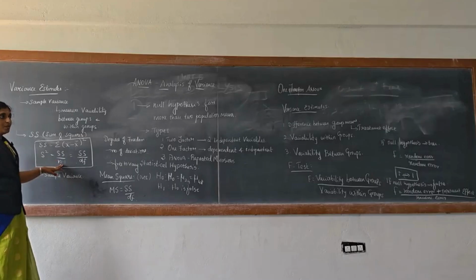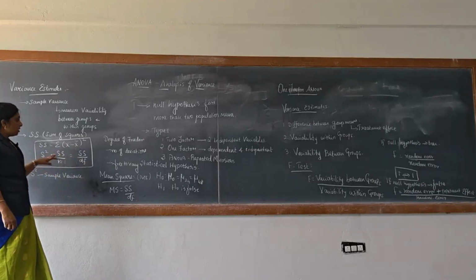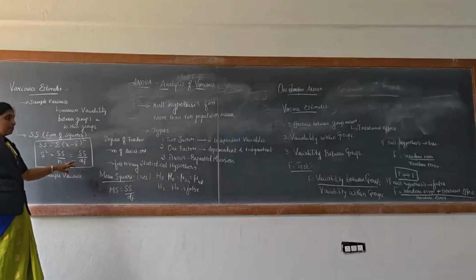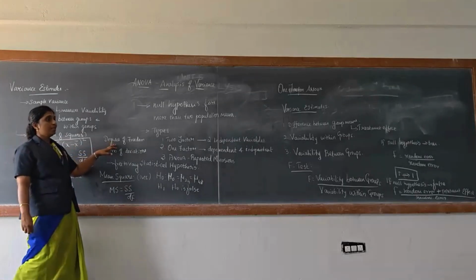So n minus 1 is also called the degrees of freedom, which is also represented as S square equal to SS divided by df. So this is the sample variance. And the next one is degree of freedom.